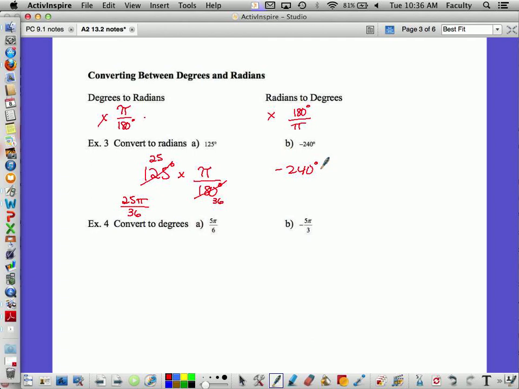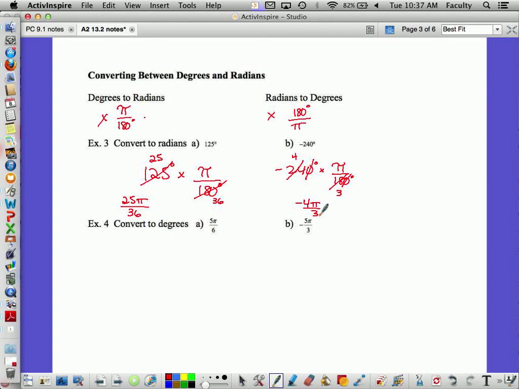Negative 240, I'm going to multiply by pi over 180. Well, they both end in a 0. That means 10 goes into both numbers. So I'm going to divide by the 10, and that cancels the 0. Then I look at 18 and 24. What's the biggest number that goes into 18 and 24? 6. So 6 goes into 18 3 times. 6 goes into 24 4 times. Don't lose the negative sign. That's negative 4 pi over 3.